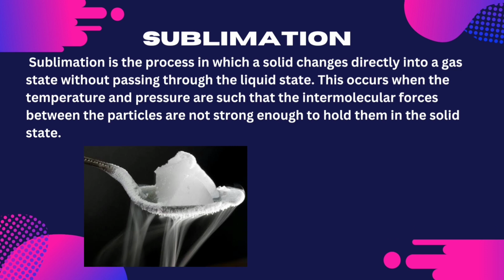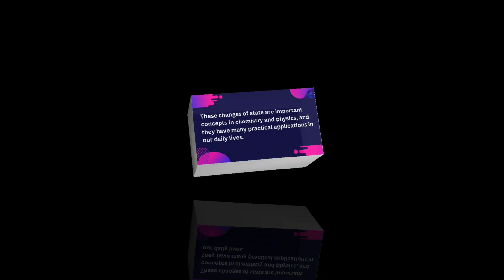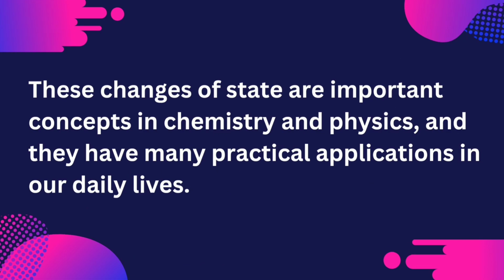Sublimation. Sublimation is the process in which a solid changes directly into a gas state without passing through the liquid state. This occurs when the temperature and pressure are such that the intermolecular forces between the particles are not strong enough to hold them in the solid state. These changes of state are important concepts in chemistry and physics, and they have many practical applications in our daily lives.